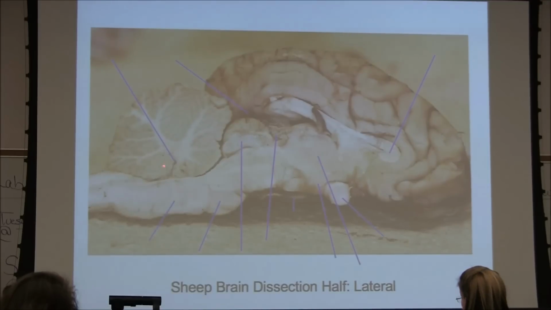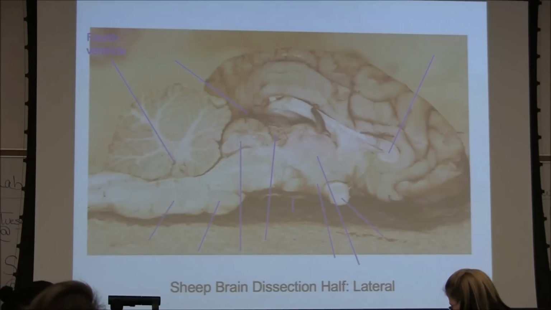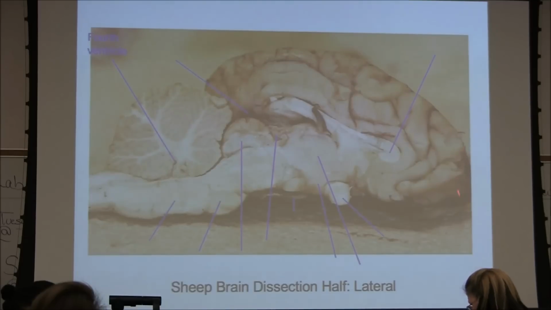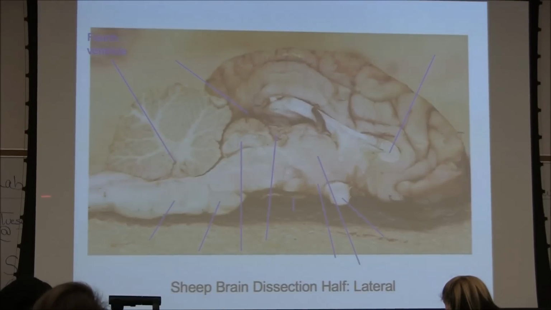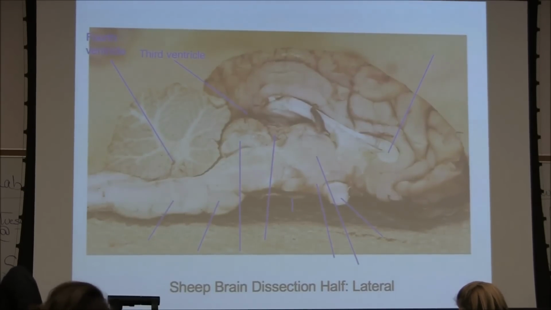What was this that just popped up? Fourth ventricle. Okay, so now we're looking at the half brains. This is the front end of your cerebrum, and this is the tail end toward your spinal cord, just so you guys can see your orientation. What is this right here? That is your third ventricle.